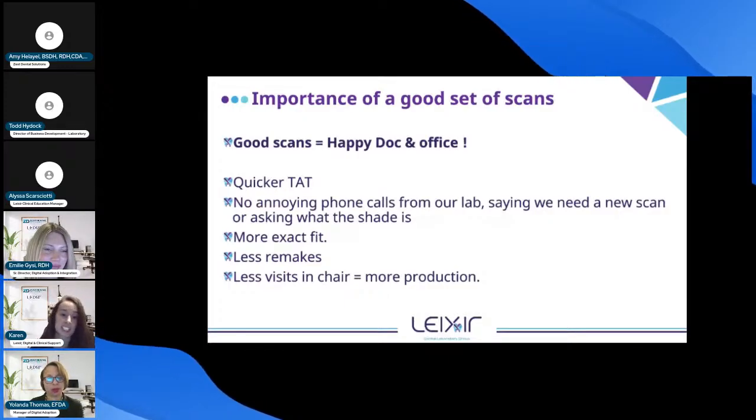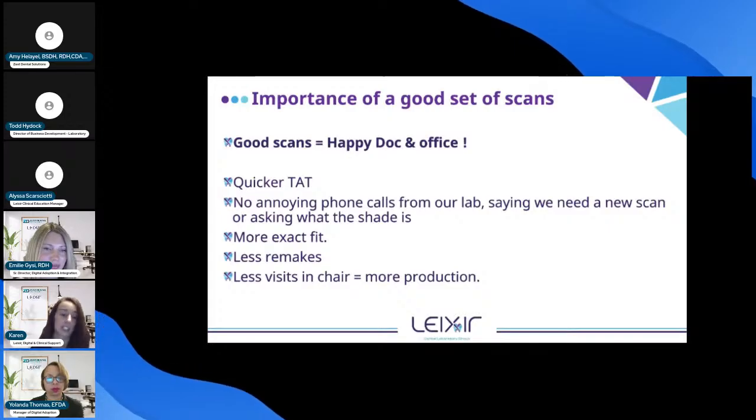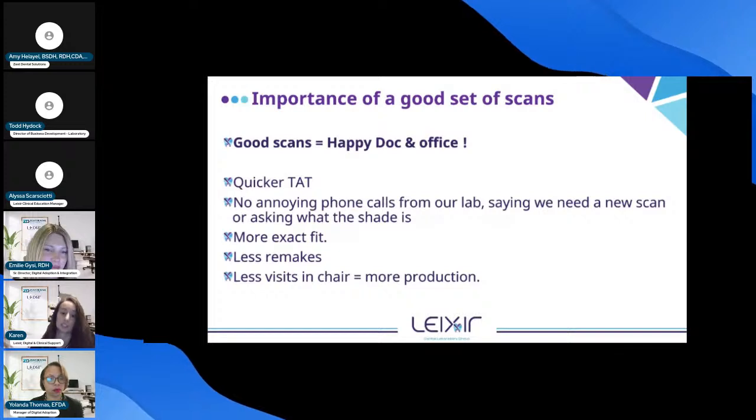With good scans, you're going to get a more accurate fit. You'll have fewer remakes and you're going to see the patient one or two times, probably less depending on the situation, which equals more production for you docs.